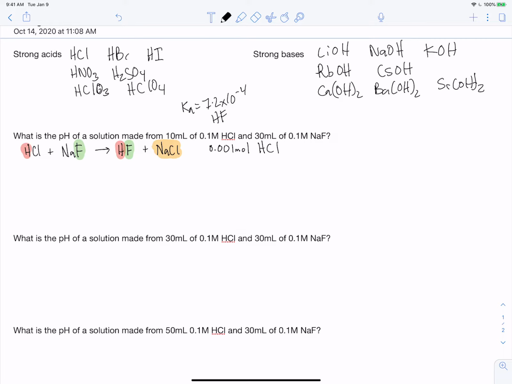If that's not clear how we do that, go back to one of the earlier videos and look at how we do it. And now I'm calculating the number of moles of sodium fluoride. I'm going to take 0.1 and multiply that times 30 times 10 to the minus third. And so I see that I have 0.003 mole of sodium fluoride here.